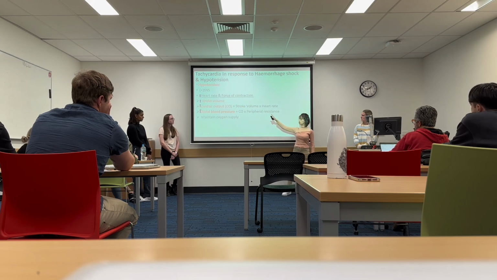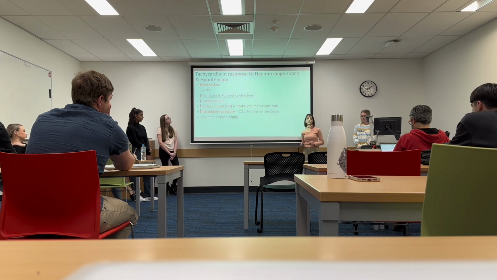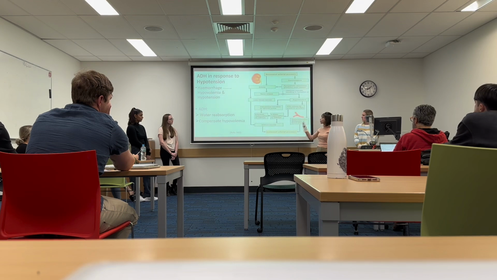If we elevate stroke volume, we will be able to elevate cardiac output to bring the blood pressure back to normal, so that we maintain peripheral perfusion and adequate oxygen supply to our organs. Otherwise, hypoxia will be the result.